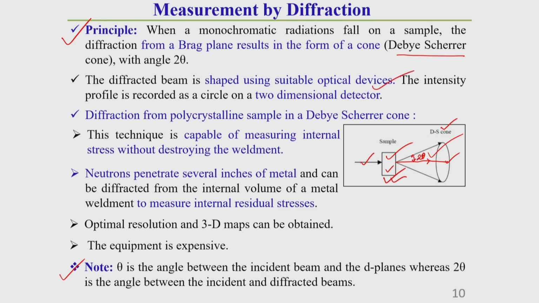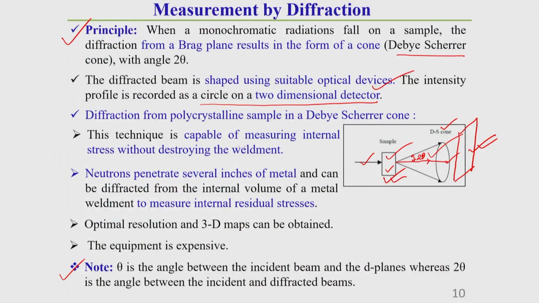The intensity profile is recorded as a circle on a 2-dimensional detector. What I have told you, generally here we use a 2-dimensional plane, so in this plane we can record the intensity profile. Now, this technique is capable of measuring internal stress without destroying the weldment, because in the previous case the X-ray diffraction technique can generally measure only near the surface, within a range of 2 to 50 micrometer thickness layers. But in this technique we can measure through-thickness residual stress distribution also.